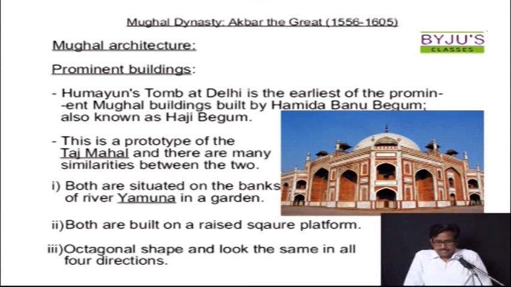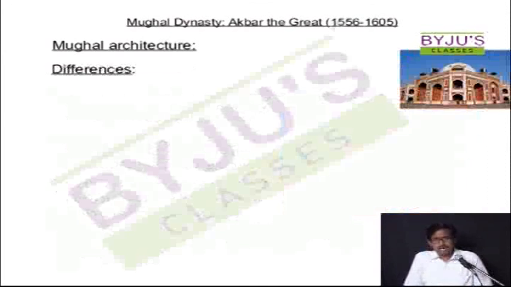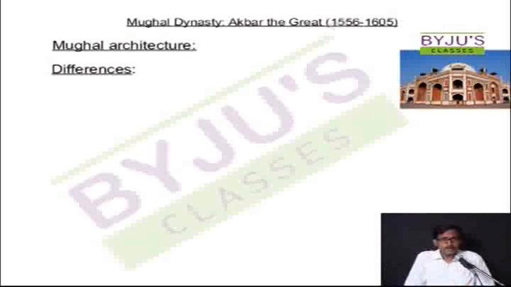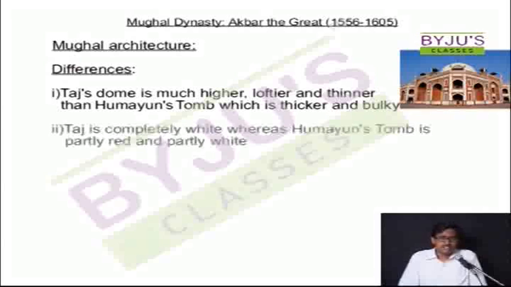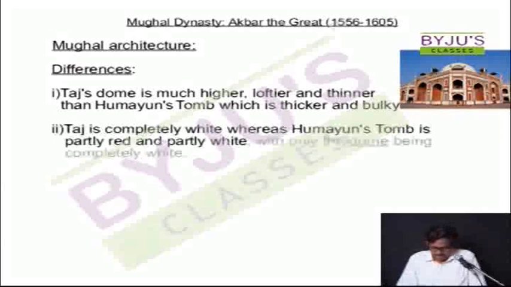These are all the similarities, but there are differences as well. The dome of the Taj is much higher, loftier and thinner than the dome of Humayun's tomb, which is much thicker, heavy and bulky. The Taj is completely white, whereas Humayun's tomb is red and white. Mostly it is red, partly it is white, only its dome is completely white.